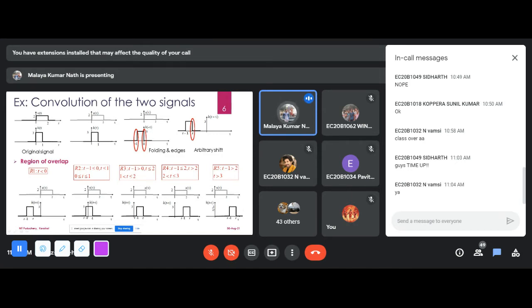Are you getting my point? So at each stage you have to see how much of the signal is overlapped, and that is multiplied and added up. Anybody has any doubt, please tell me.